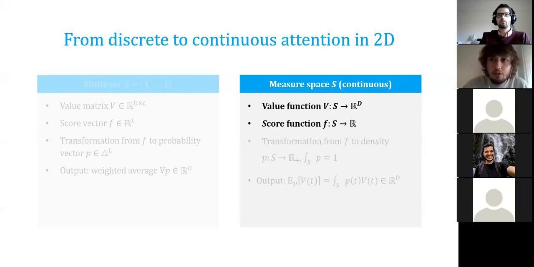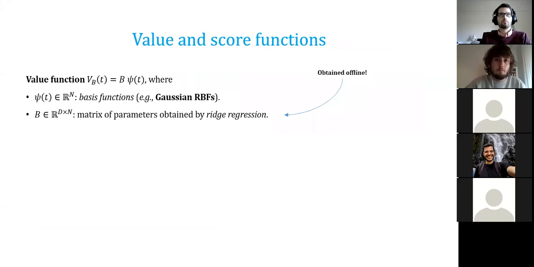Okay, let's now see one step at a time to make it easier to understand. So to perform computations with a value and the score function, we need to parameterize them. And to do that, we choose the simplest solution, which is to consider linear parameterizations in terms of a vector of parameters and a vector of basis functions. So the value function can be parameterized as B psi, where psi are basis functions. And in our case, for simplicity, we always use Gaussian RBFs. And B is a matrix of parameters that we obtain using ridge regression.